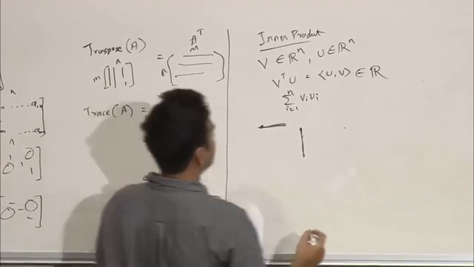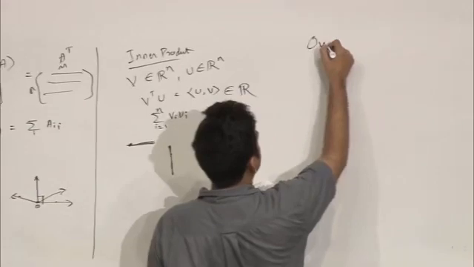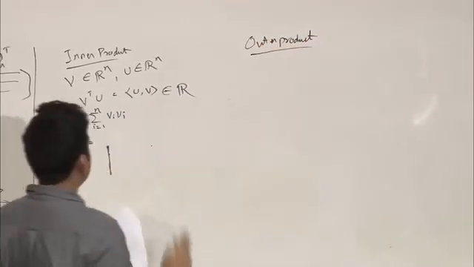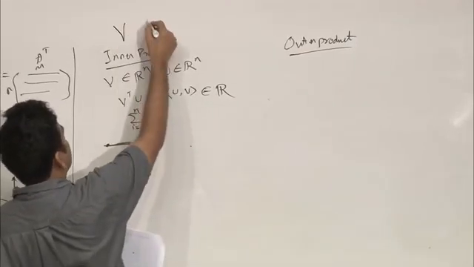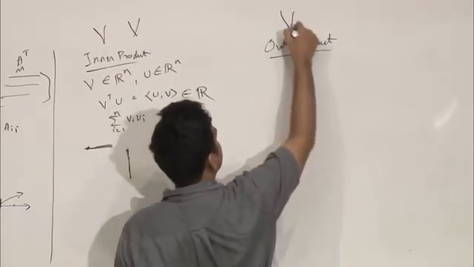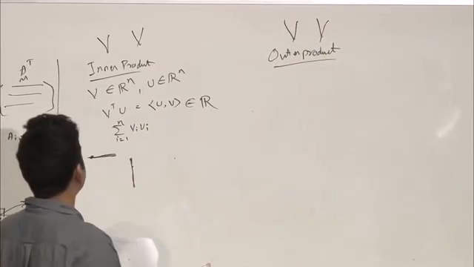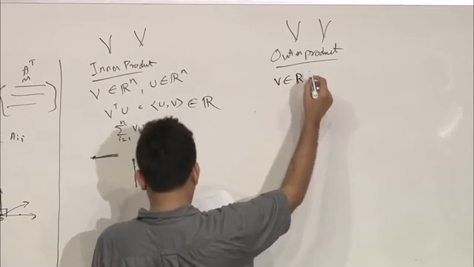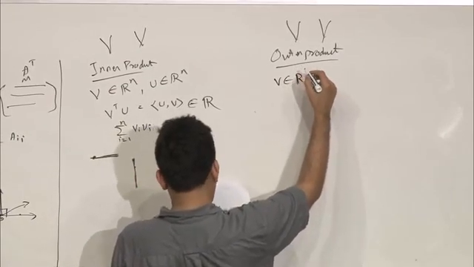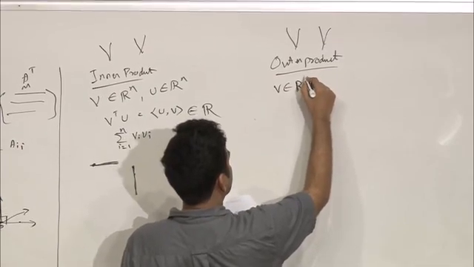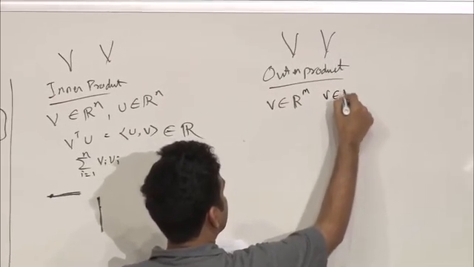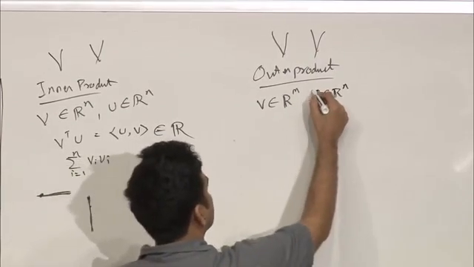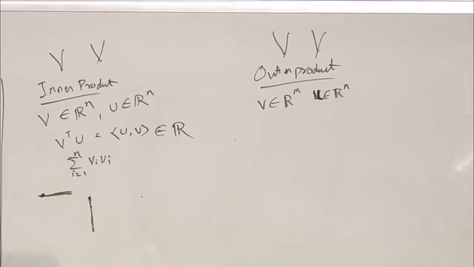There's another operation that you can define. We call it the outer product. Again, this is a vector operation. The difference here is that V is in R^m and U is in R^n. These two need not be the same dimension anymore.